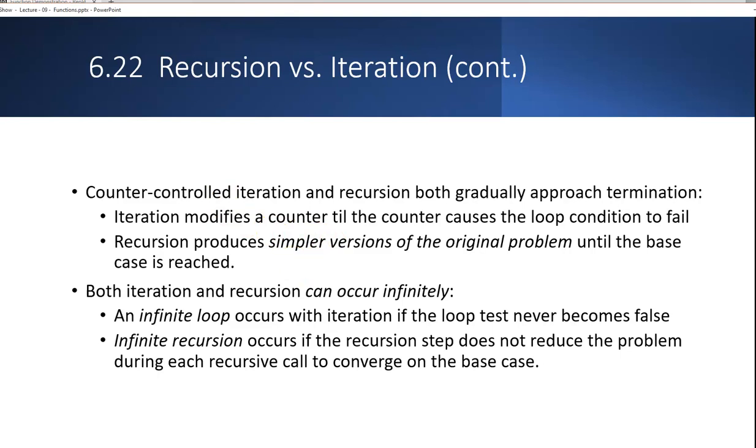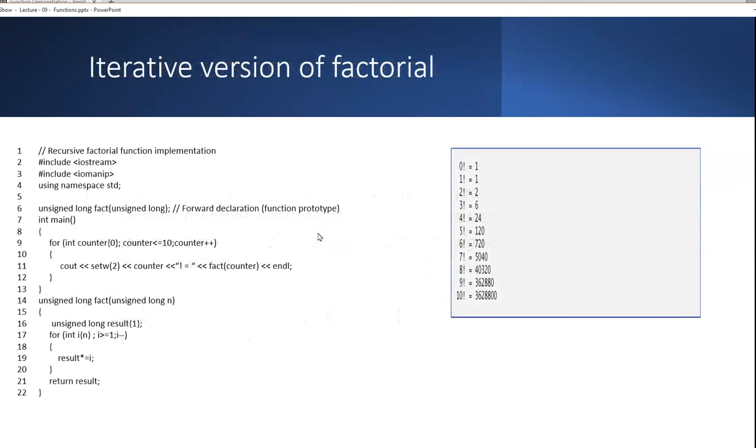Both gradually approach termination. Iteration modifies a counter. Recursion produces a simpler version of the problem. They can get into infinite loops. An infinite loop occurs with iteration if the loop test never becomes false. Infinite recursion occurs if the recursion step does not reduce the problem during each recursive call.